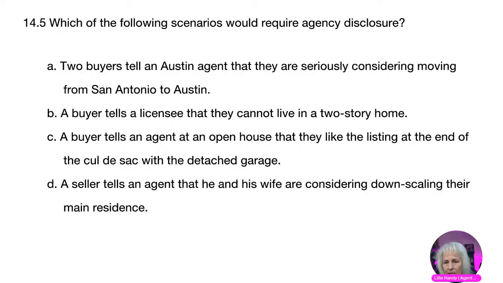Number 14.5. Which of the following scenarios would require agency disclosure? A, two buyers tell an Austin agent that they are seriously considering moving from San Antonio to Austin. B, a buyer tells a licensee that they cannot live in a two-story home. C, a buyer tells an agent at an open house that they like the listing at the end of the cul-de-sac with the detached garage. Or D, a seller tells an agent that he and his wife are considering downscaling their main residence. So which of the following scenarios would require agency disclosure?